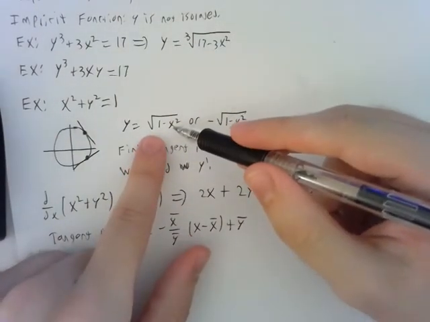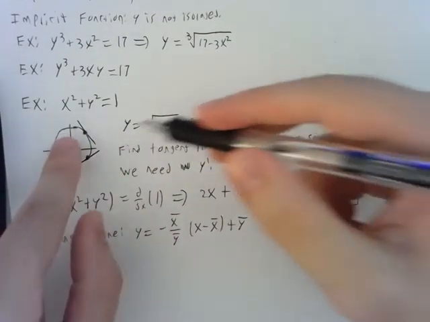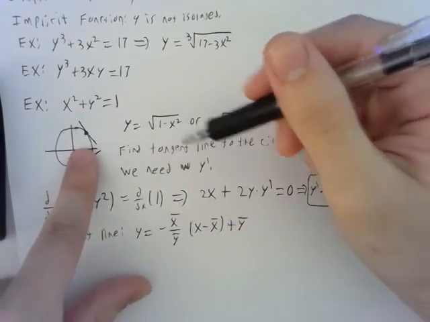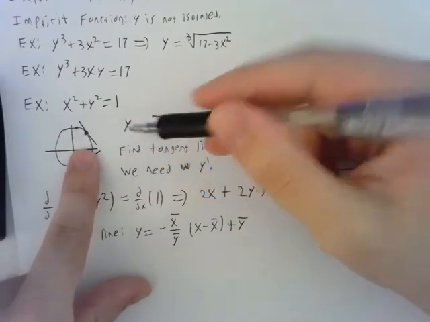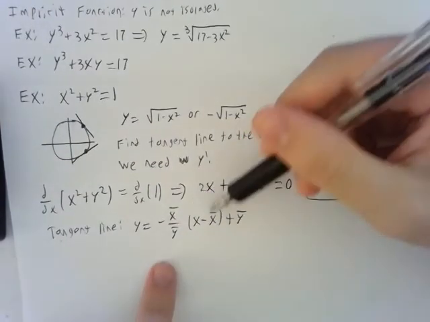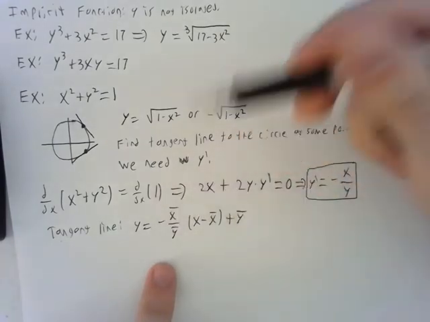If I used the explicit form, then I would get one tangent line equation for this one up here, and I could plug those values in to get that. But then if I wanted the tangent line down here, I'd have to use the other equation. So that's why this method is much better, because we only have one equation we have to deal with.